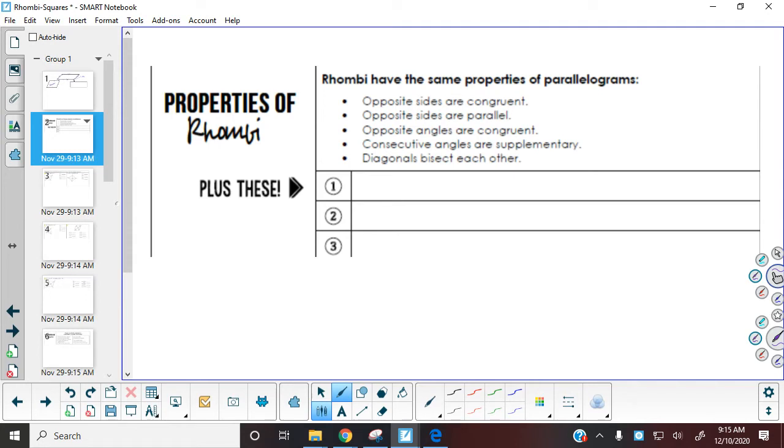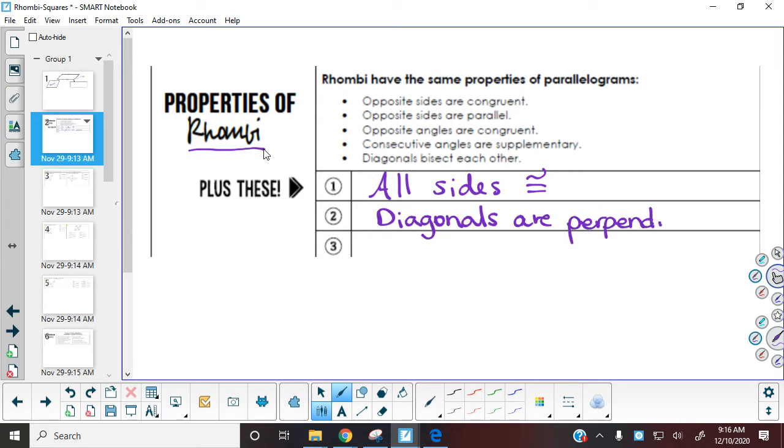Your new ones: a rhombus, by the way, you'll see here rhombi, that's the plural of rhombus. By definition, a rhombus has all sides congruent. Some people think of it as kind of a slanty square. All of the sides are congruent. Now, the other two deal with the diagonals. One is that the diagonals are perpendicular to each other. In other words, they form a right angle there in the middle. And then the other piece is that the diagonals bisect not only each other, because it's a parallelogram, but they also bisect the angles.